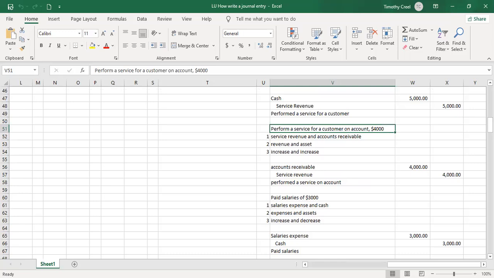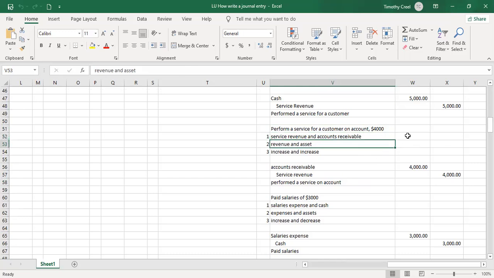This is us performing a service for a customer on account. We would ask the same questions. What accounts are involved? Service revenue. This time, since it's on account, it'd be accounts receivable. Remember, accounts receivable represents a company giving basically one of their clients, one of their customers, additional time to pay.